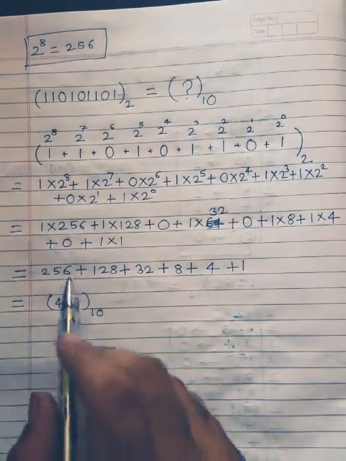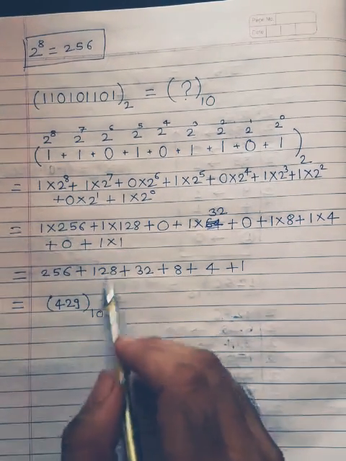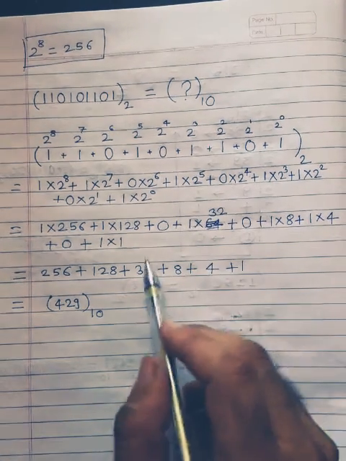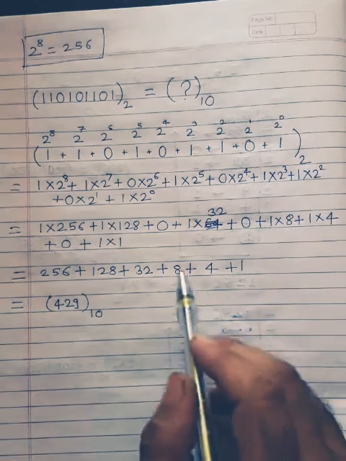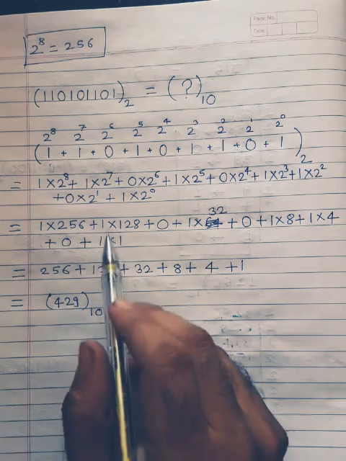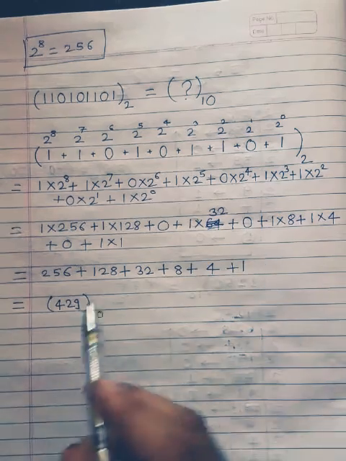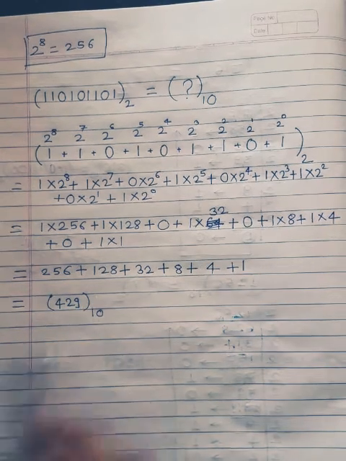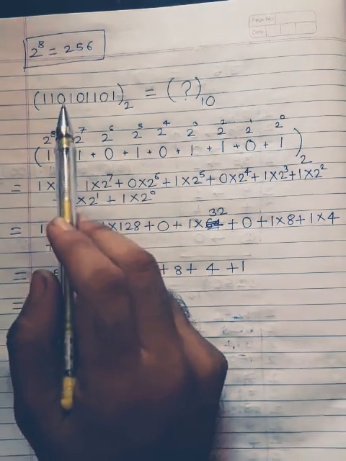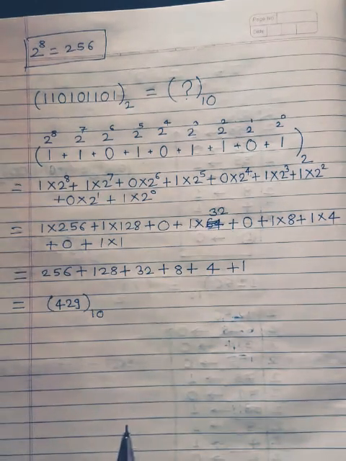So calculate this. 256 ones are 256, plus 128 ones are 128, plus 0 is 0, plus 32 ones are 32, 8 ones are 8, 4 ones are 4, 0 don't consider it, and 1 multiplied by 1 is only 1. So when you add these numbers, you will get the result 429. This is the equivalent decimal of the binary number 110101101.